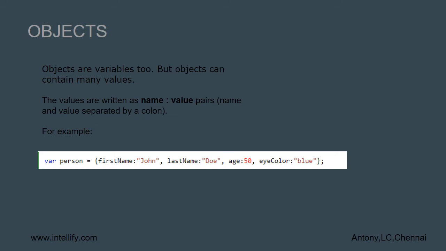What are objects? Objects are also variables, but objects can contain many values. The values are written as name-value pairs. For example, in the given example, the variable person is equal to first name John, last name Doe, age 50, eye color blue. If we take the data types, we can only write name, string, number, etc., but uniquely we have to write each one. But as we see in objects, we can write everything combined.